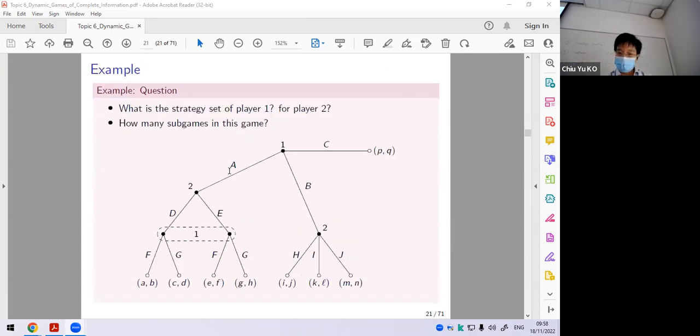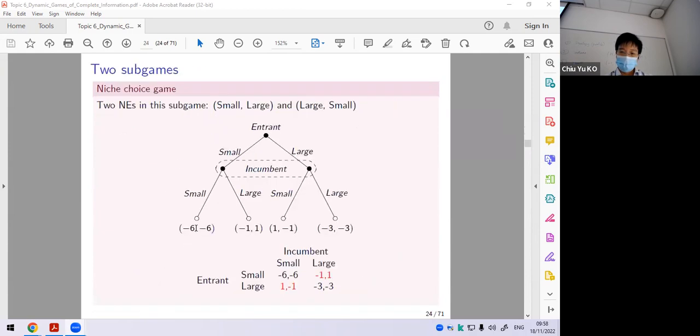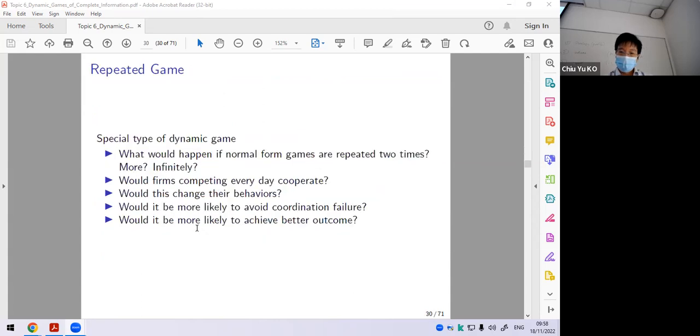So this is kind of a game, and I'm not going to go into the details of that. So focus on the repeated game.